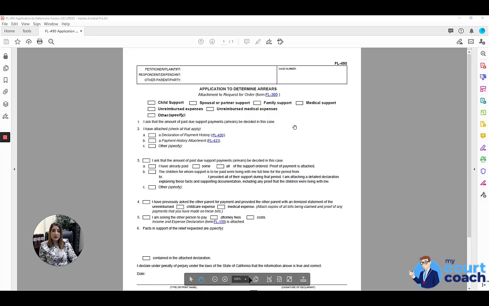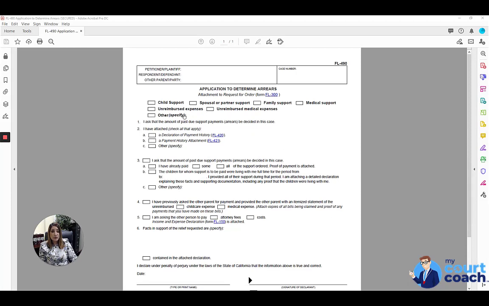This is a form that you could use and you would attach to your request for order to determine arrears. This is not a mandatory form. You can make a request to determine arrears via a request for order and then just write out all this information in your other and in the facts in support of the requested relief. But this is a nice little guideline that kind of helps show you what information the court is looking for from you as part of your request.